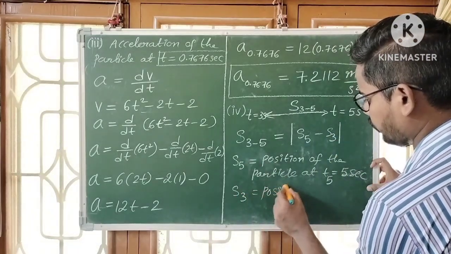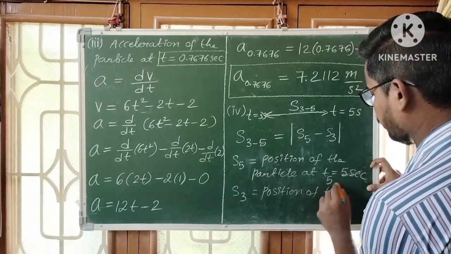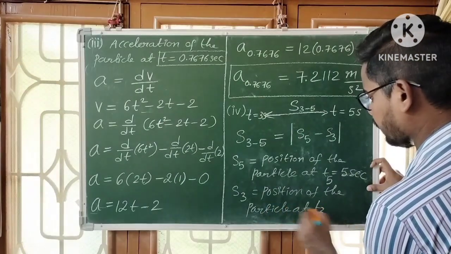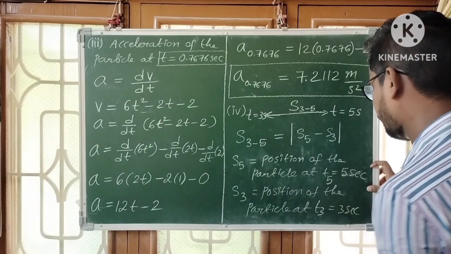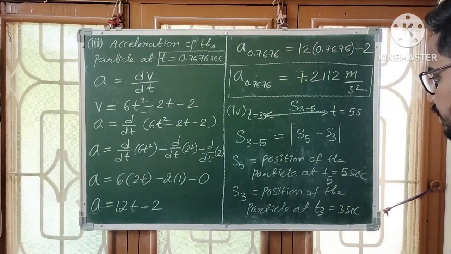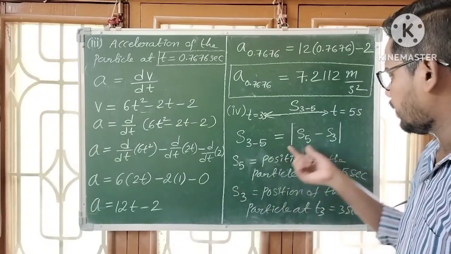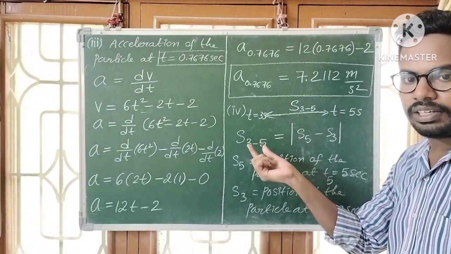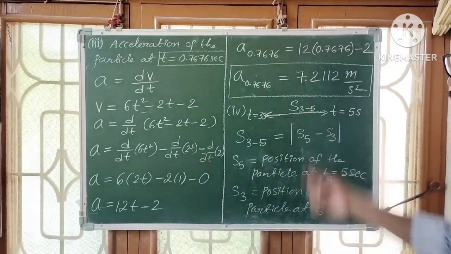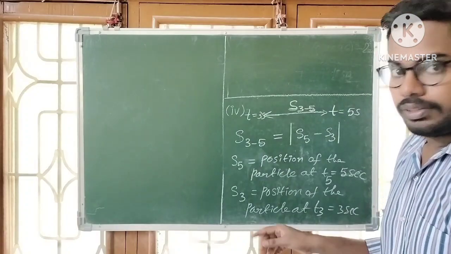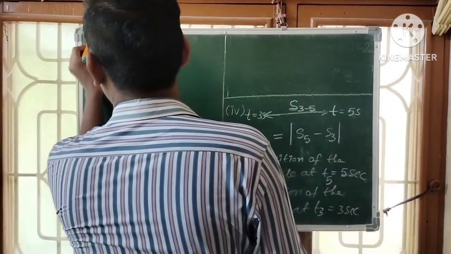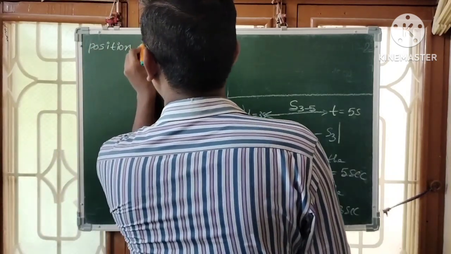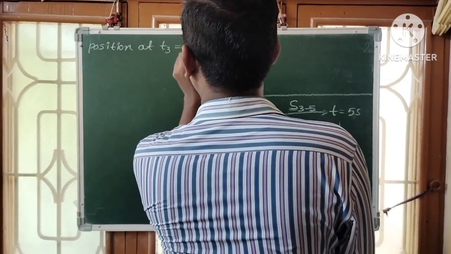So first let us find S5 and S3. Then by using this formula we can find the fourth question answer, the distance travelled by the particle from t equal to 3 seconds to 5 seconds. Let us find S3, the position of the particle at t3 equal to 3 seconds.